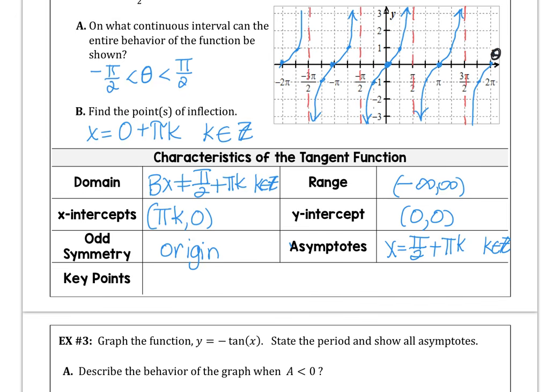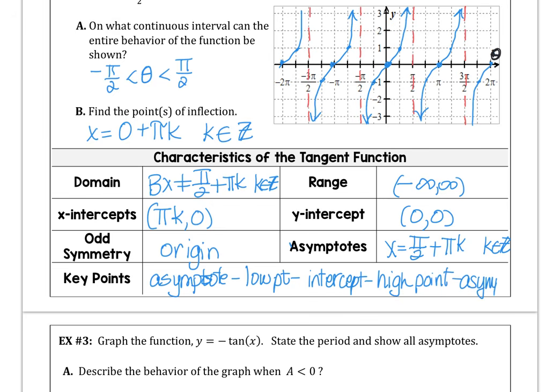And believe it or not, we do have 5 key points again. Those key points are an asymptote to start with. That's the first one. And then we have a low point. I'll show you what I mean by that. Then we have an intercept. And then a high point. And then finally an asymptote. So it's still 5 key points to graph the function.